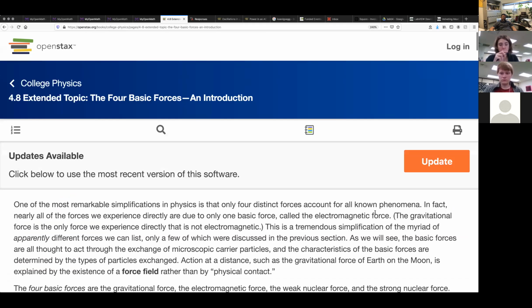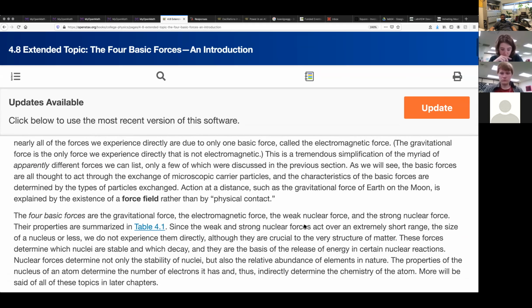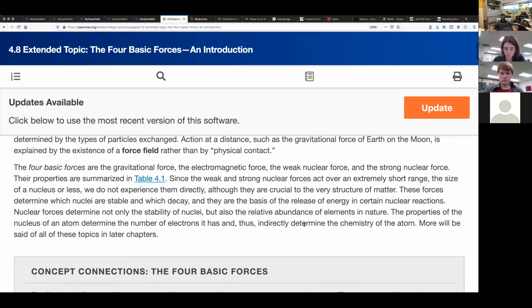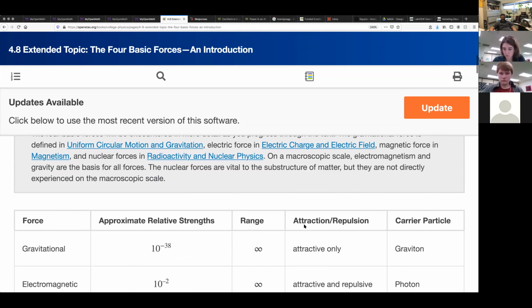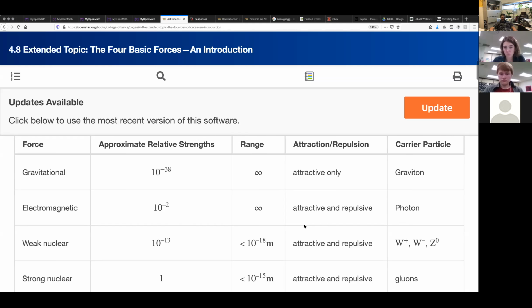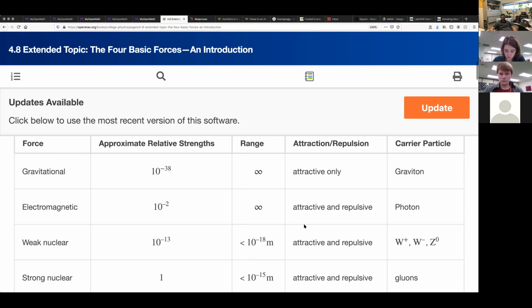Now the last part we've actually talked about a little bit, and that is the fact that there are only 4 basic forces. And here they are. Only 4.